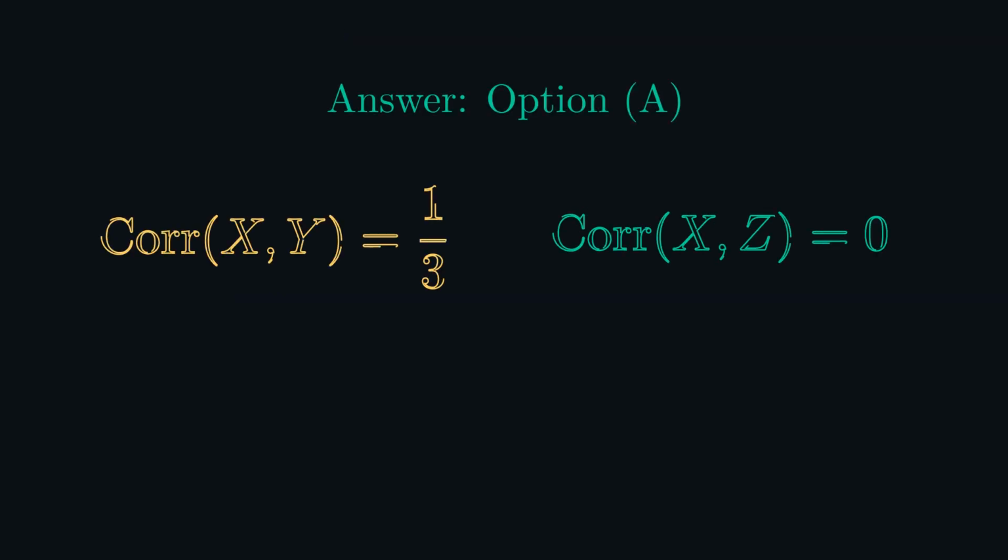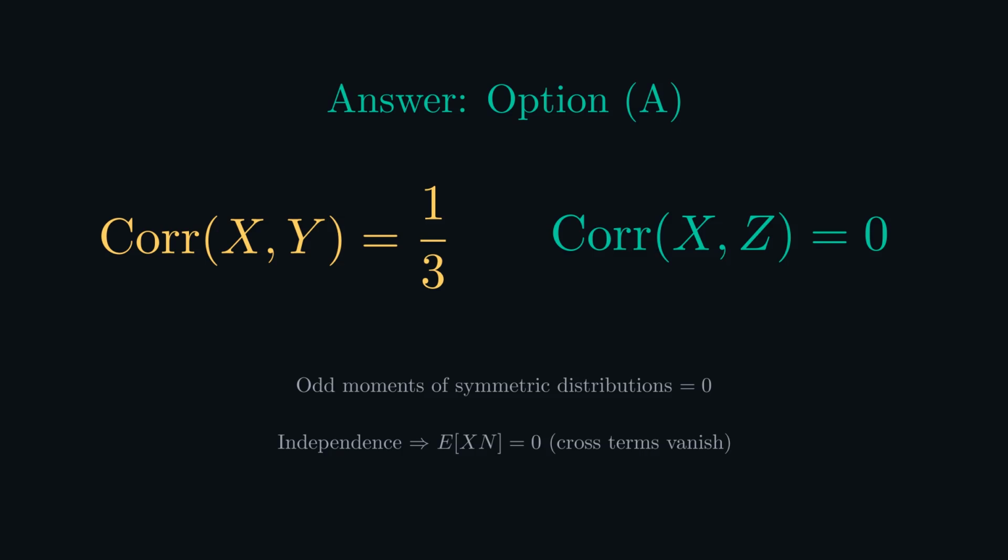Correlation of X and Y is 1/3. Correlation of X and Z is 0. The answer is option A. Two key takeaways. First, odd moments of any distribution symmetric about 0 are always 0. Second, independence kills all cross terms immediately.